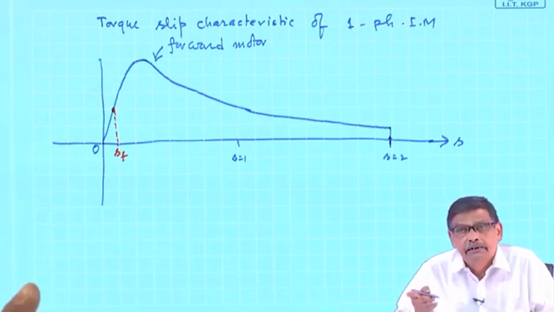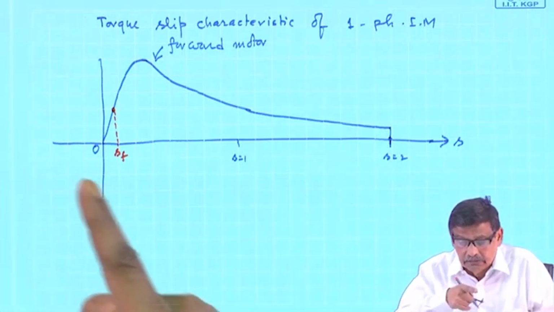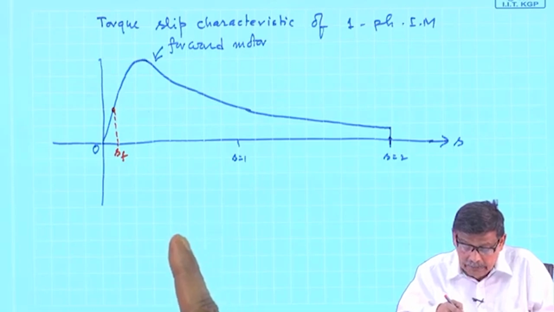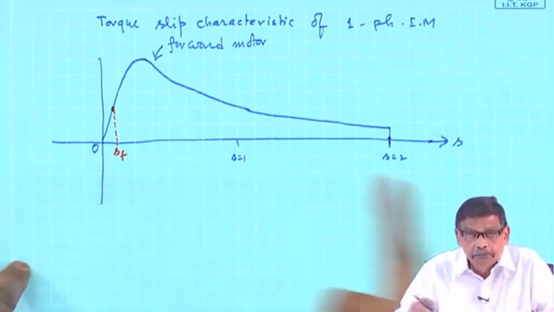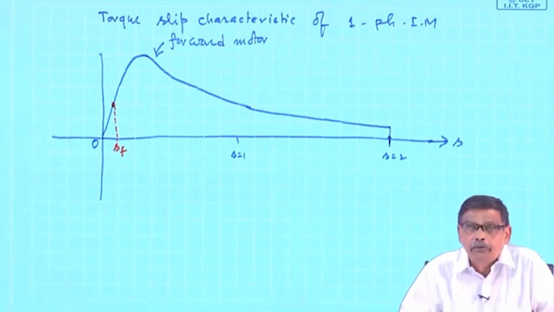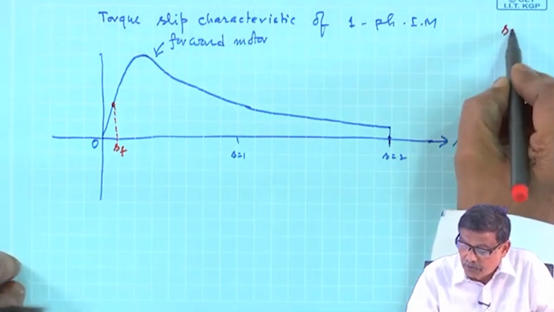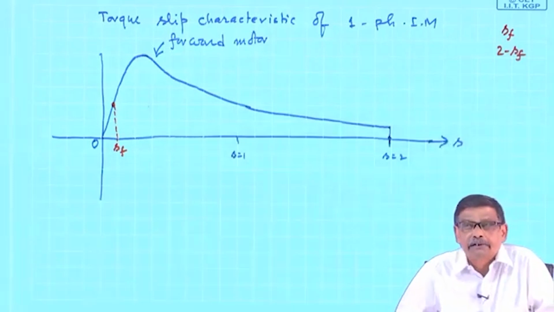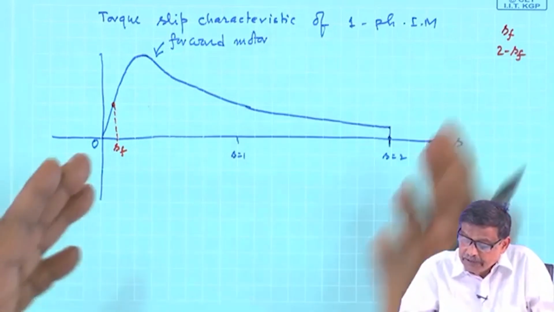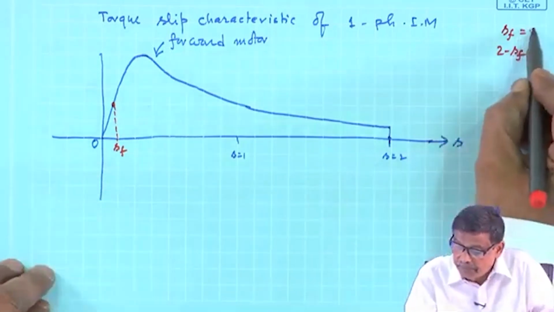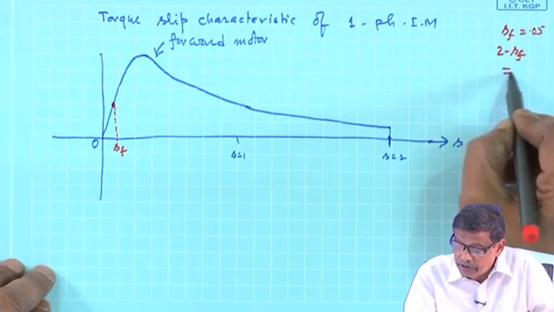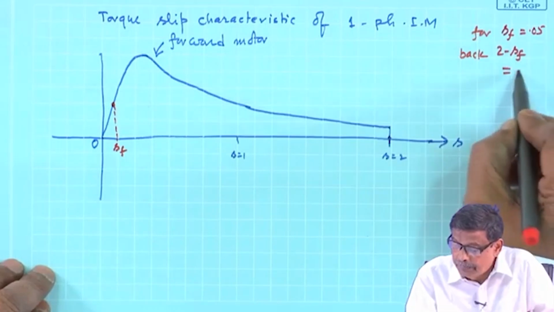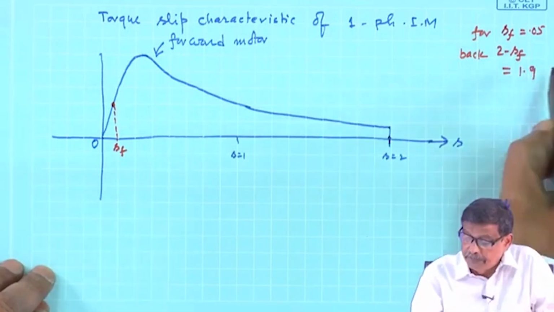there is another field rotating in the opposite direction, and the slip corresponding to that backward motor is 2 minus SF. For the forward motor, if it is SF, it will be 2 minus SF. For example, if SF is 0.05, the backward motor, this is the backward motor, this is the forward motor, its slip will be 1.95.